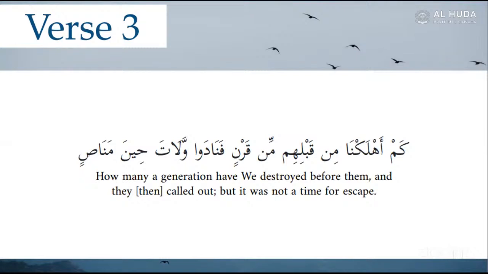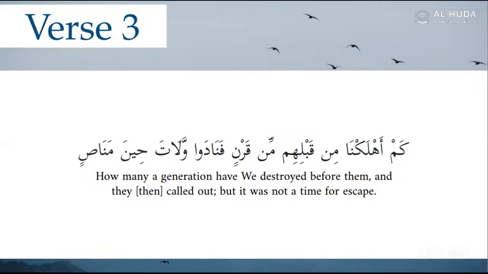Kam ahlakna min qablihim min qarn. How many a generation have we destroyed because of their disbelief and their izzah, the blameworthy kind, and shiqaq, before them, meaning before alladhina kafaru, in the time of Rasulullah sallallahu alaihi wasallam.